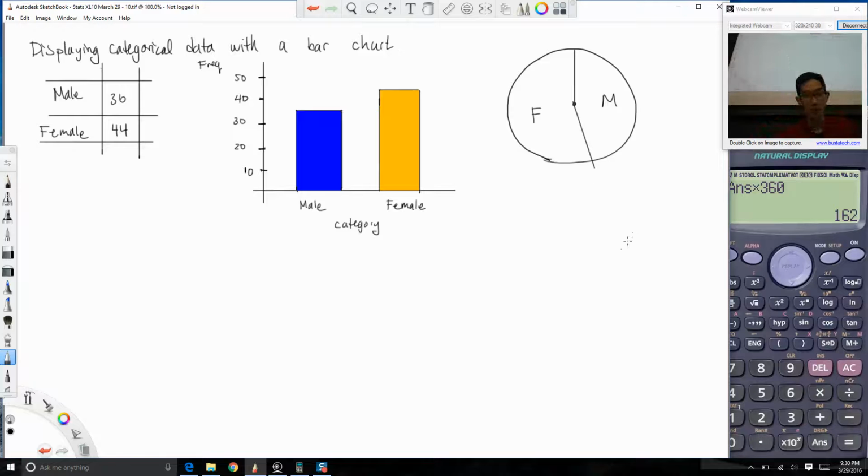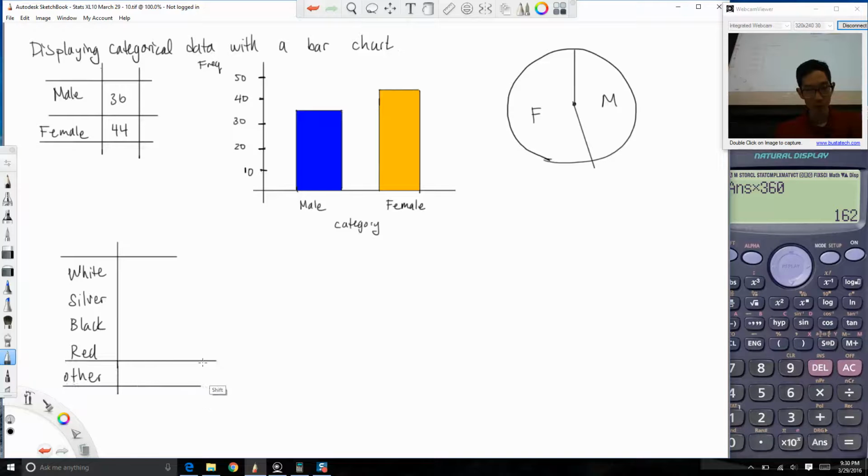The reason why I don't like pie charts is, let's come up with some other scenario. We're talking about the color of your car, and let's say people have white cars and silver cars and black cars and red cars, all right? And then we'll say other. These are probably the most common colors of vehicles right now. But this is now too many. I regret my decision of an example. Okay, so this is vehicle color.